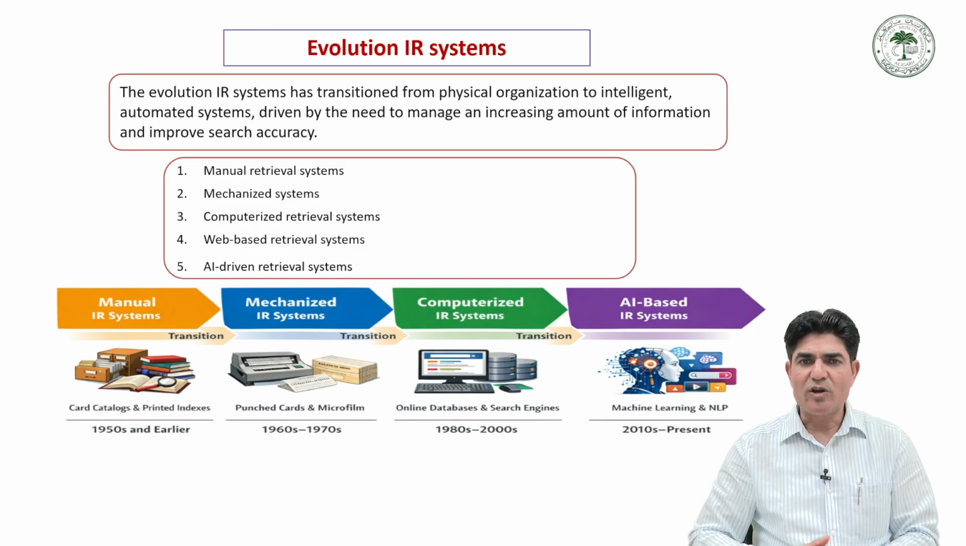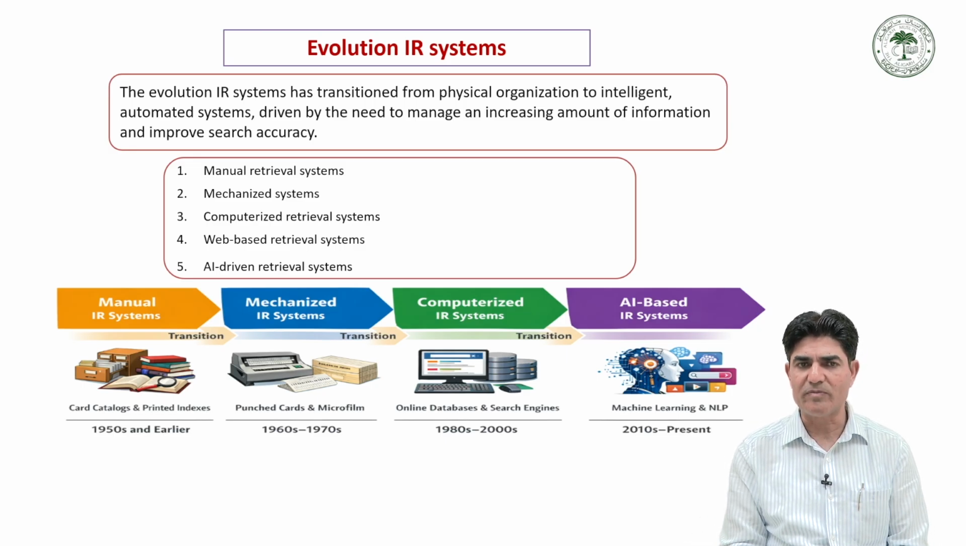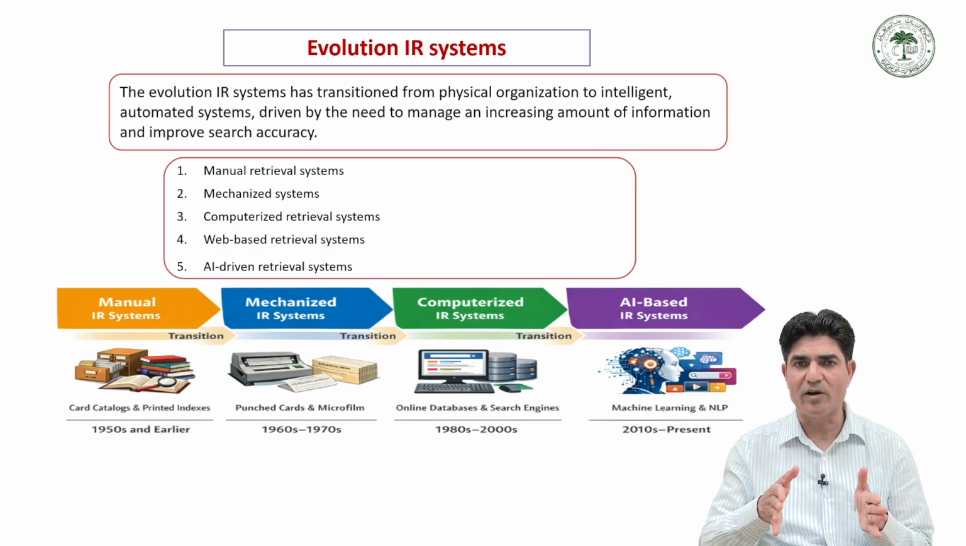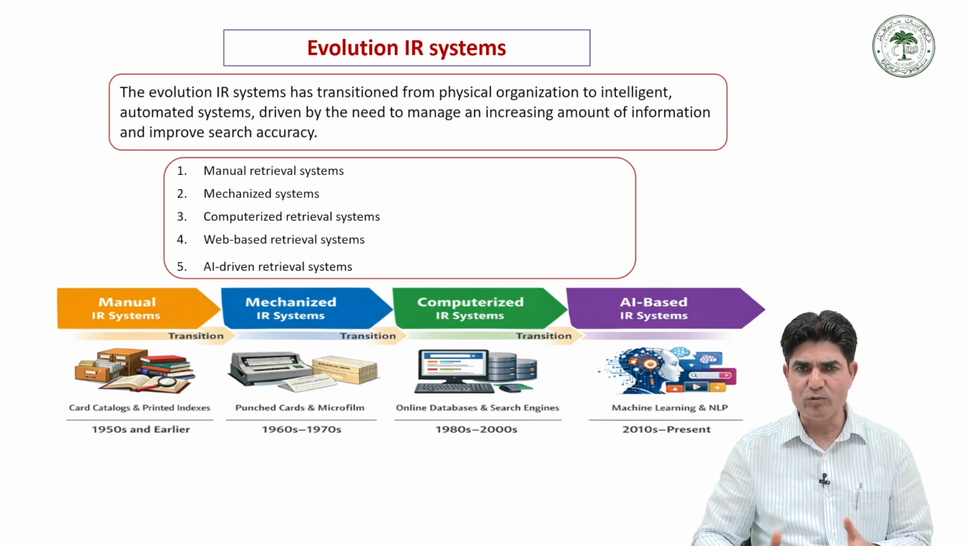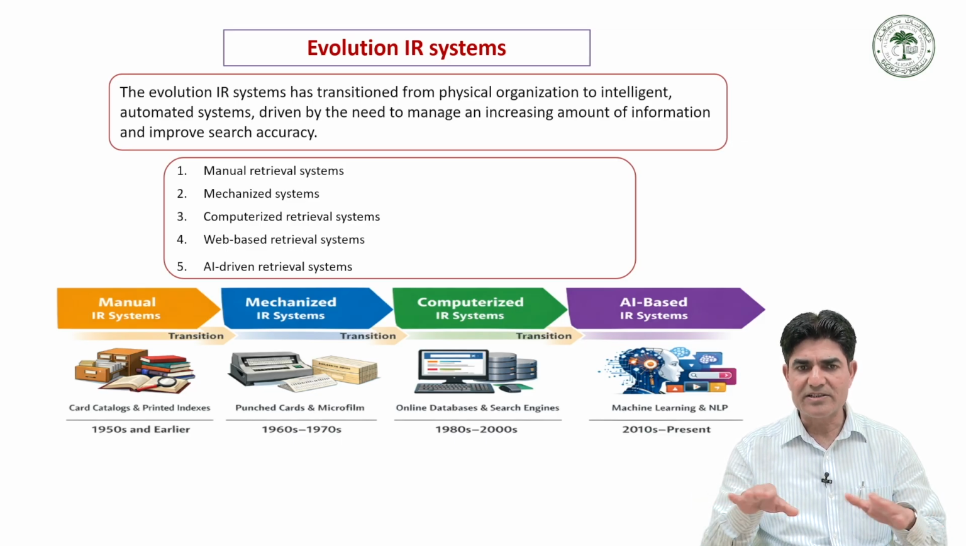Now come to the evolution of information retrieval system. The evolution of information retrieval system has transitioned from physical organization of documents to intelligent automated systems, driven by the need to manage an increasing amount of information and improve search accuracy. There is a process of evolution of information retrieval systems from the manual retrieval system to the mechanized information retrieval system, to the computerized retrieval system, web-based retrieval system, and finally AI-driven retrieval systems. And we can see how the different kinds of information retrieval system evolved during different time periods.